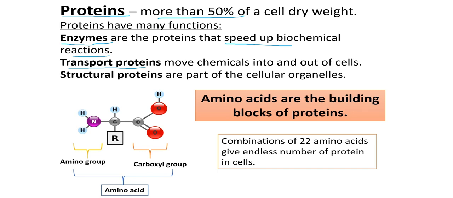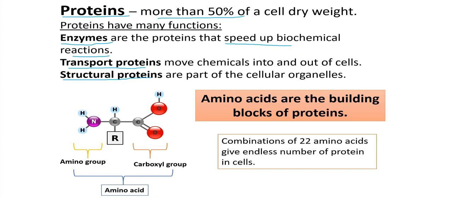The other type is transport proteins, and they are called transport proteins because they can move some chemicals out of the cell and into the cell. So this is a transport protein. And we have structural proteins, which could be part of the different cellular organelles, for example.